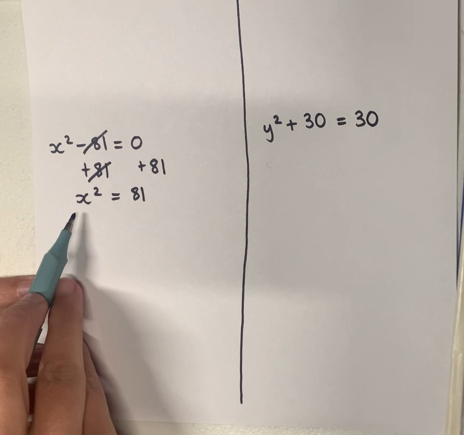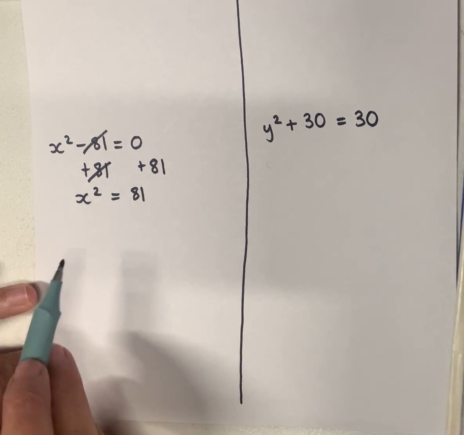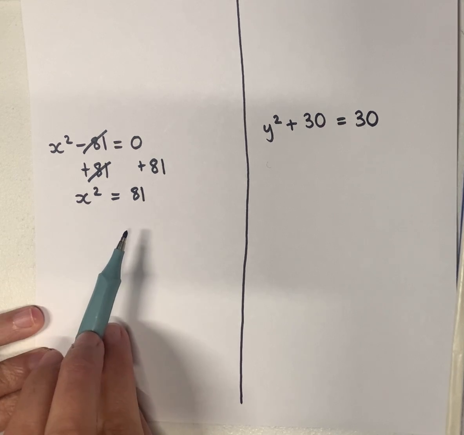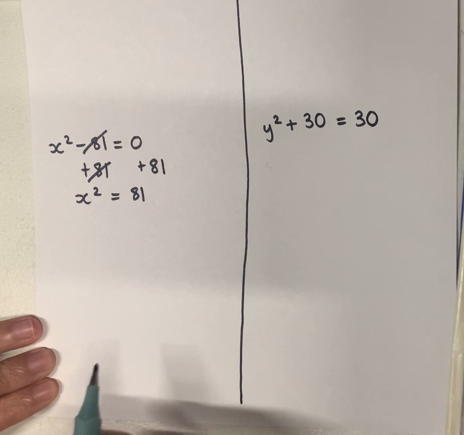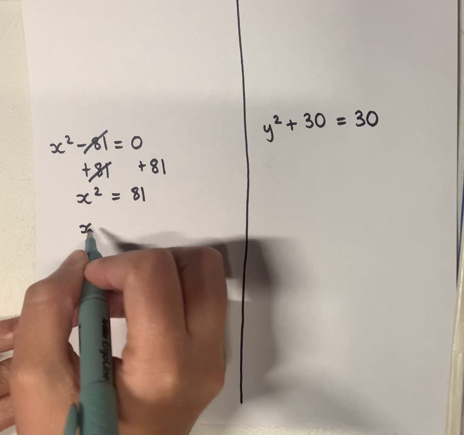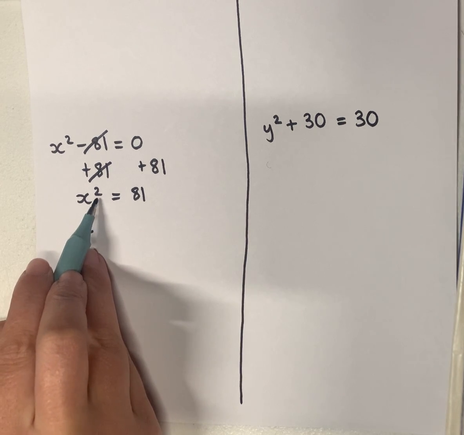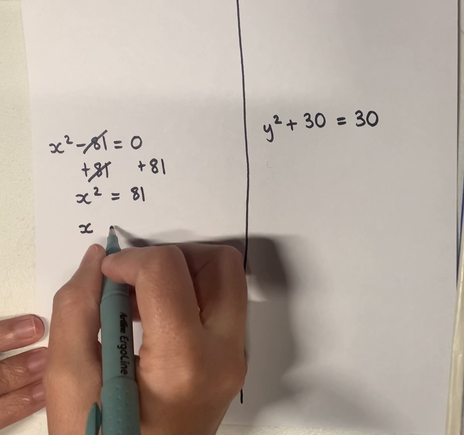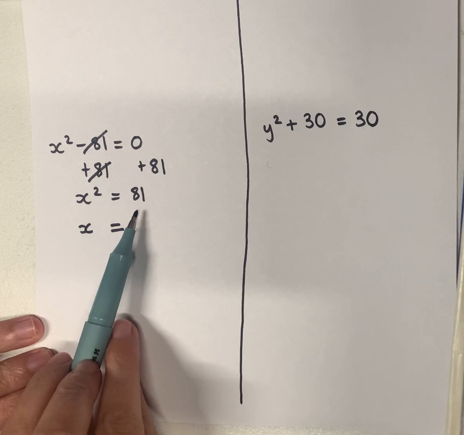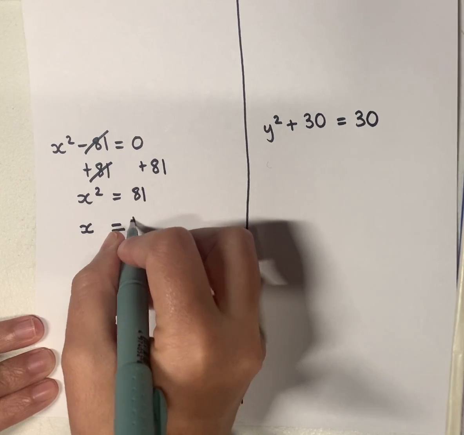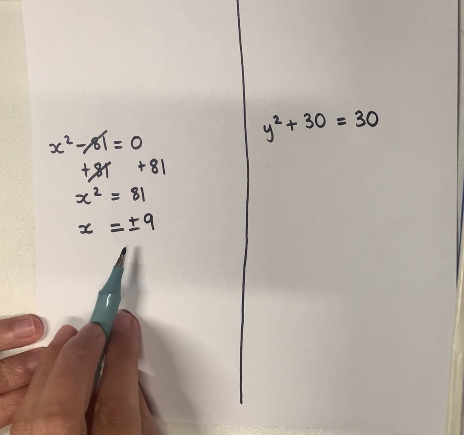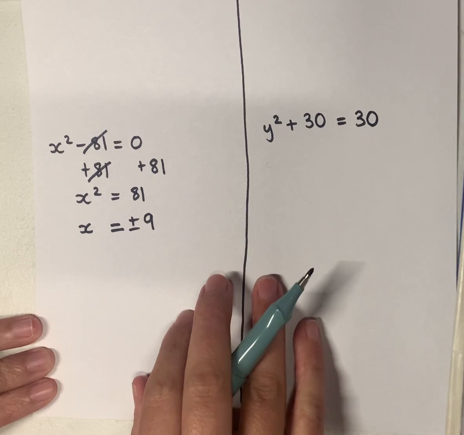So x multiplied by itself gives you 81. Now, what's the square root of 81? Square root of 81, if we know our 9 times tables, is 9. So if we square root both sides, we end up with x on this side because the square root just undoes this. It's kind of like cancelling out. And then on the right hand side, we've got 81. The square root of 81 is plus or minus 9. Don't forget the minus 9, because minus 9 times minus 9 is also 81. So there's two solutions to that as well.